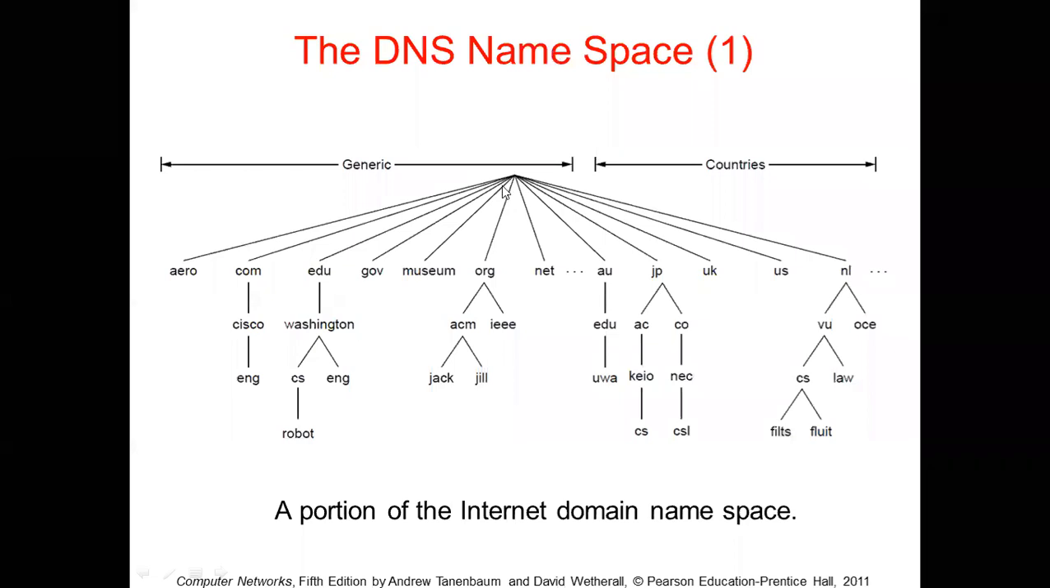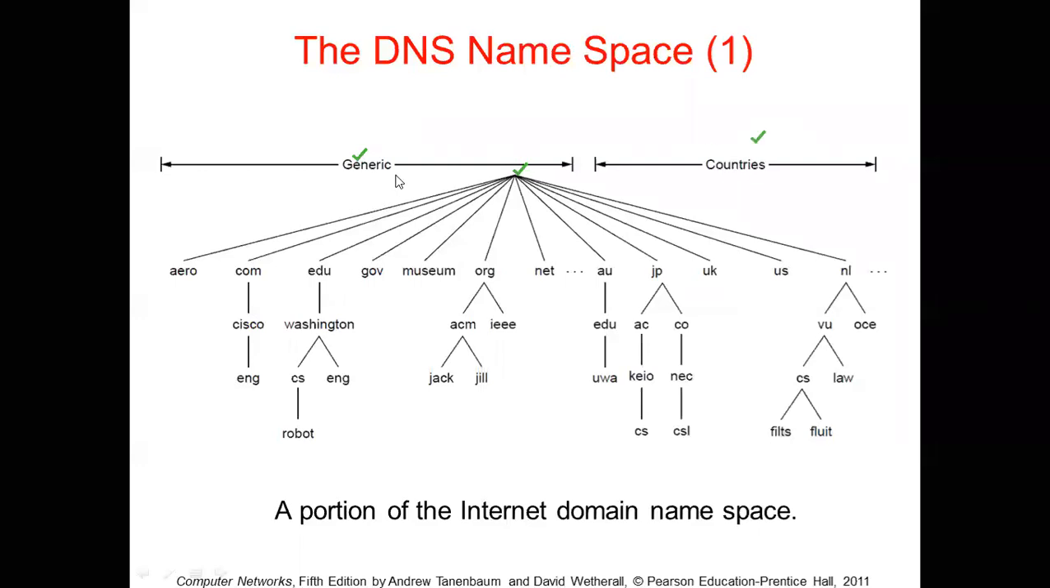In Unix also, there's a root, and below the root there'll be many other directories, and below that subdirectories, folders and subfolders. Like that, here also you have the root, and this whole domain name system, domain namespace, is divided into two main types of domains. One is called the generic domain, and the other is called the countries domain.